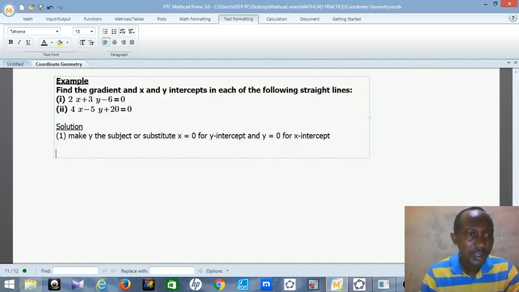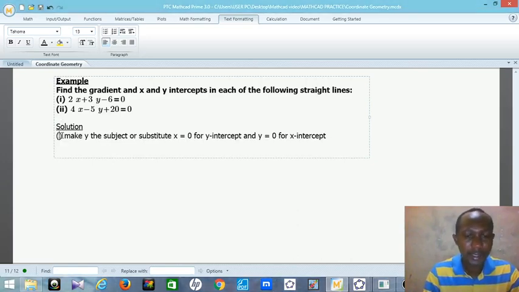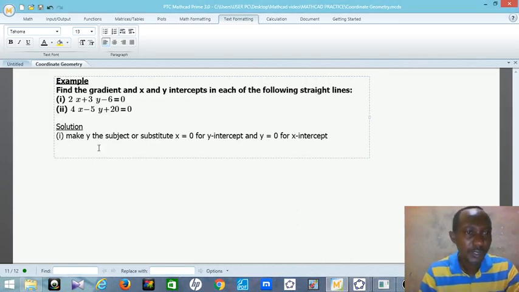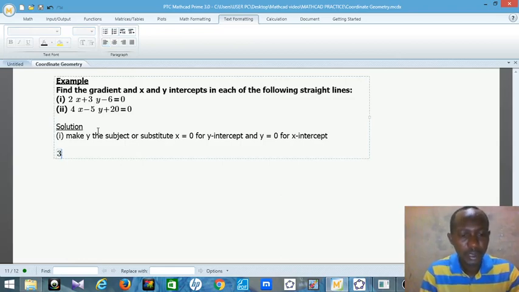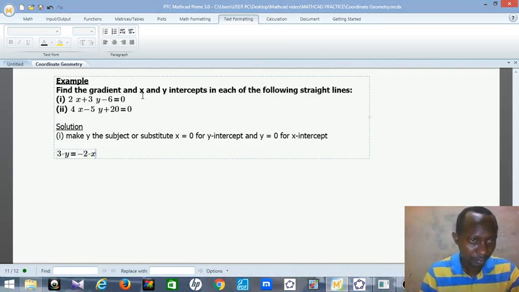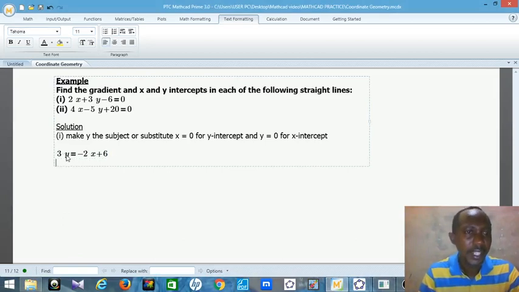So number 1 here, which is i. How do you do that? Let me make y the subject in this equation. We'll do a comparison of both methods and you will see what we are talking about. If I make y the subject in this first equation, I'm going to have 3y is equal to minus 2x, plus 6. Minus 2x plus 6. You can see it. Then the next thing is to divide each term by 3. Remember what we did in the beginning of the class.